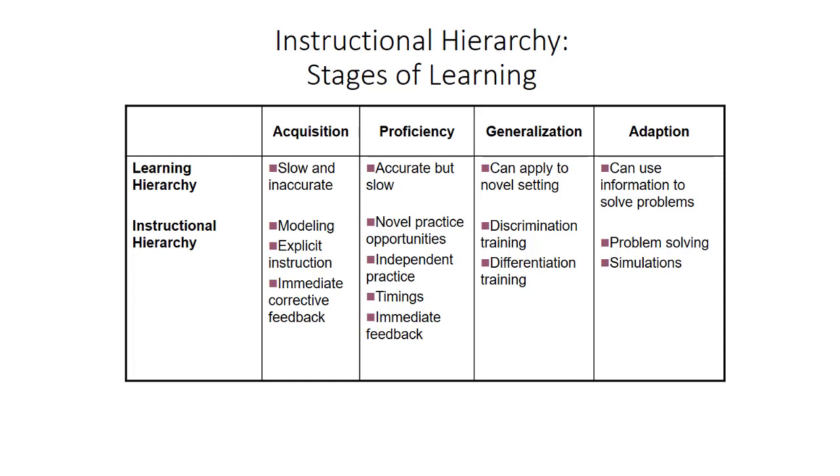drills, and immediate feedback. At the generalization stage, after students have developed both accuracy and fluency, students should be able to perform the skill in novel situations. You know a student is at this stage when they are fast and accurate, but only when they practice the skill in the same kind of way that they've been taught. In other words, they haven't learned how to apply the skill in new settings yet.